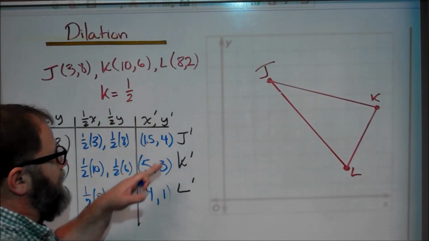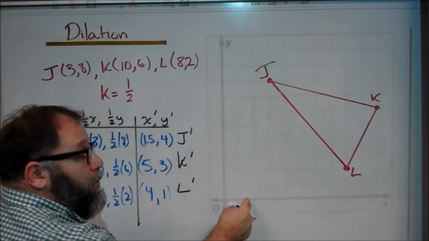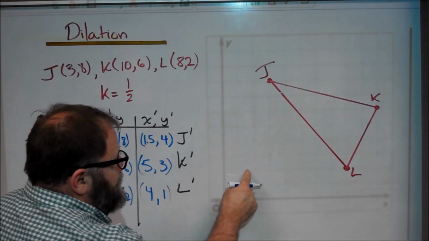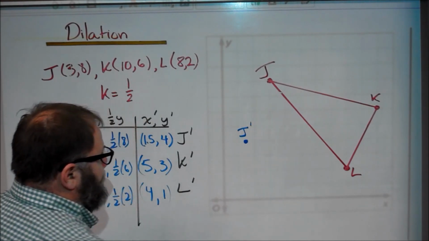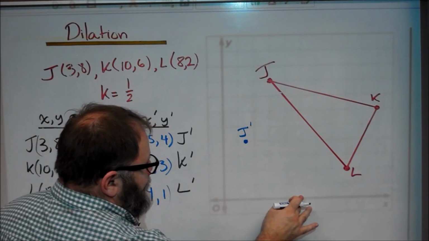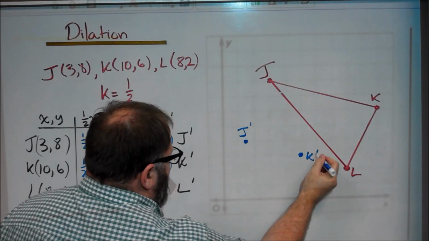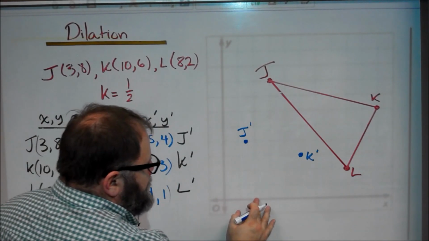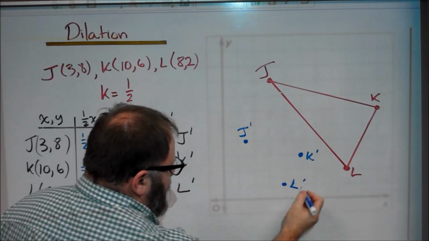So let's graph it. So I've got 1.5, 4. So here's 1, and then halfway would be 0.5, and then 4. 1, 2, 3, 4. Here is J prime. K prime, 5, 3. 1, 2, 3, 4, 5. 1, 2, 3. There's K prime. Then L prime, 1, 2, 3, 4, up 1, and there's L prime.